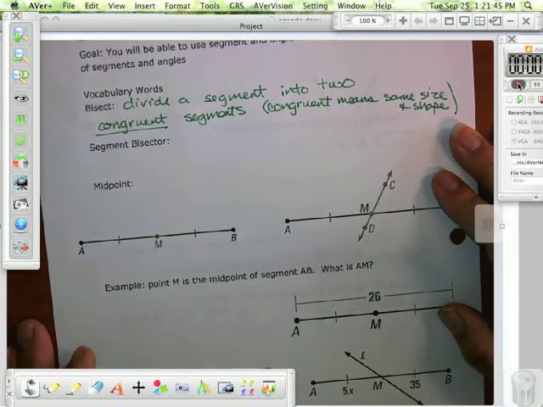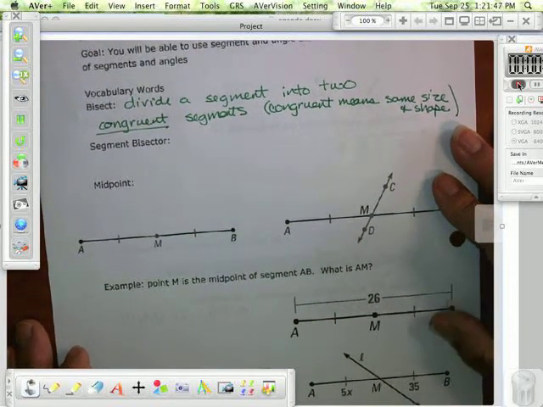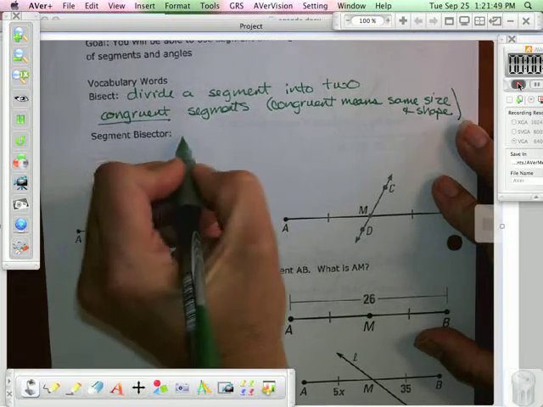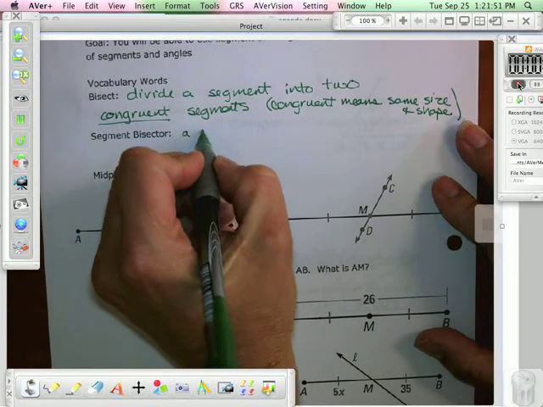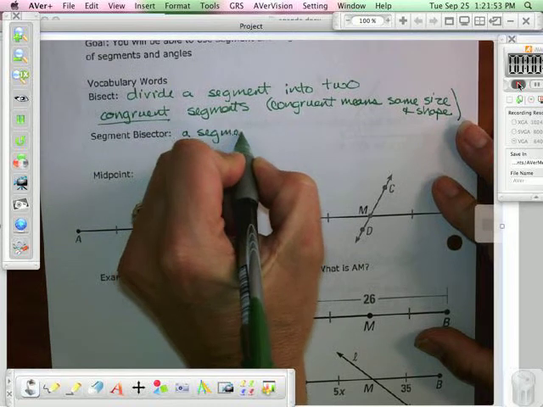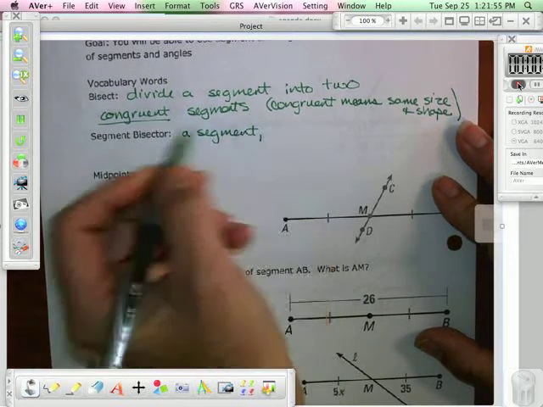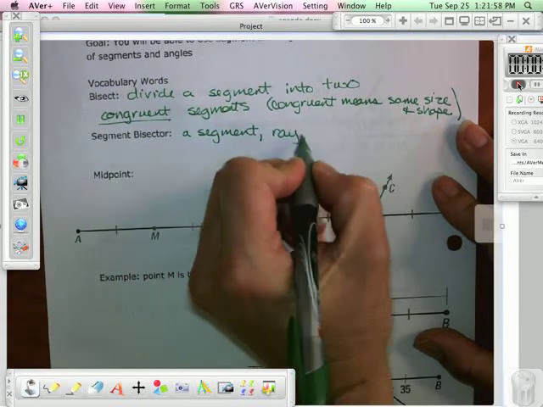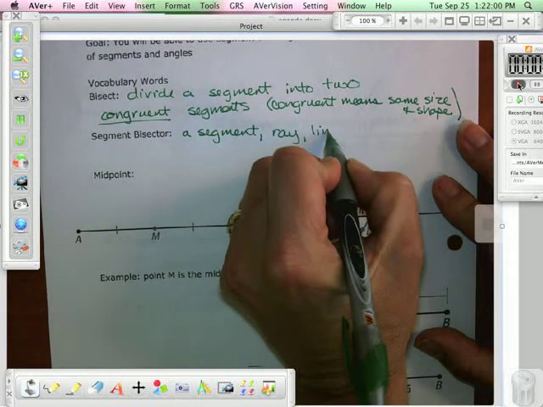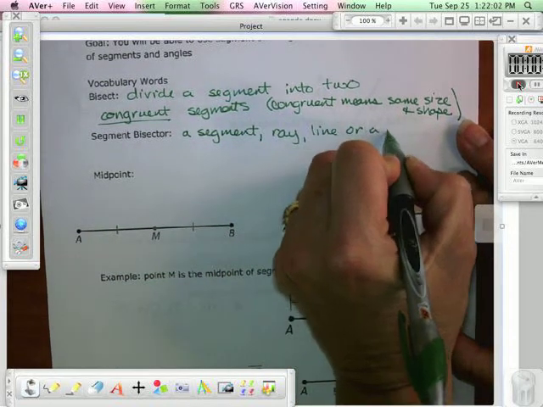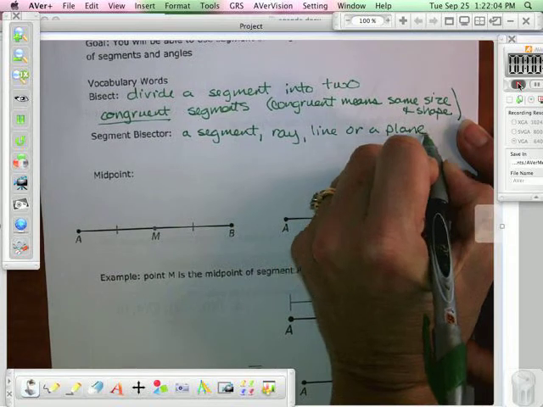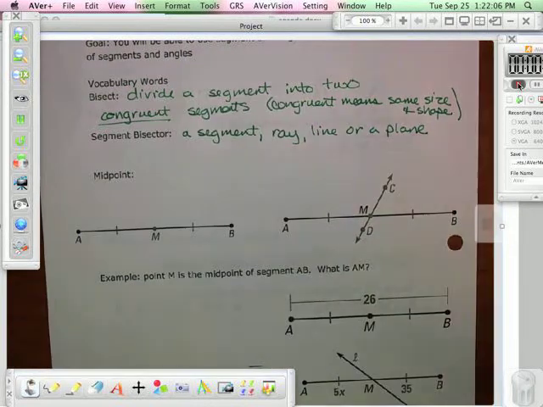There's different things that can bisect a segment. Okay, you can bisect a segment with a segment, another segment. You could bisect a segment with a ray, a line, or a plane. You can bisect a segment with a segment, a ray, a line, or a plane.